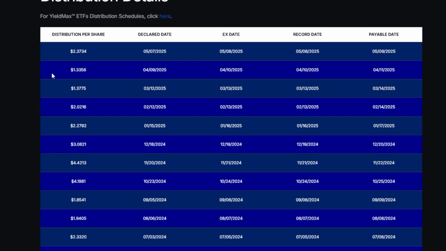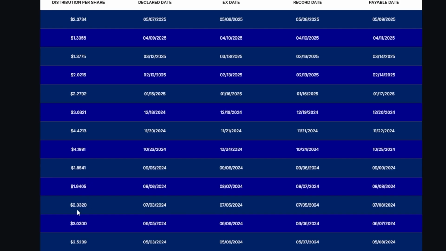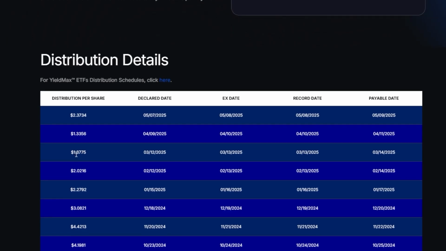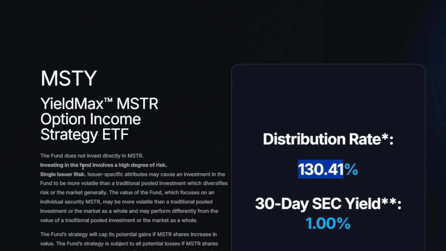Now, sure, maybe the distributions aren't necessarily all that consistent. Sometimes they're massive, sometimes they're a little bit smaller, but even the smaller distributions annualized out has offered investors an absolute ton of income, at least so far.